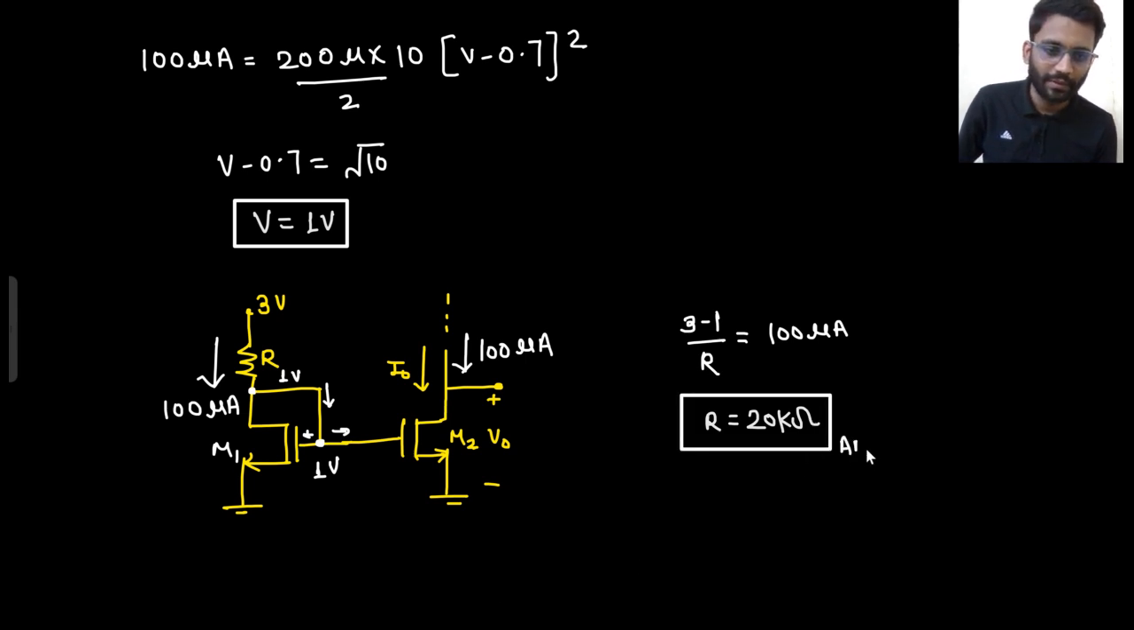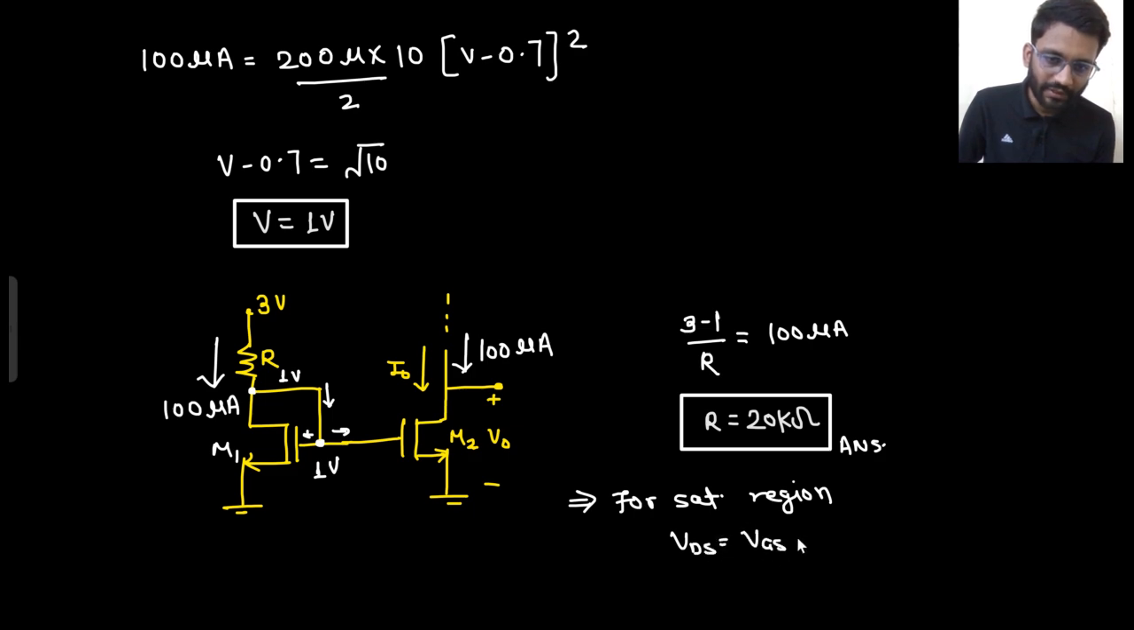Well and good. Very good. Okay. Now they are asking what should be the minimum value of V0 such that M2 is working in saturation region. So what should be the minimum value of V0 for saturation region? VDS should be equal to VGS minus VT. What is VDS? That is V0. What is VGS? That is 1. Minus VT is 0.7. So V0 value should be 0.3. So what is the answer? V0 is 0.3 volt.